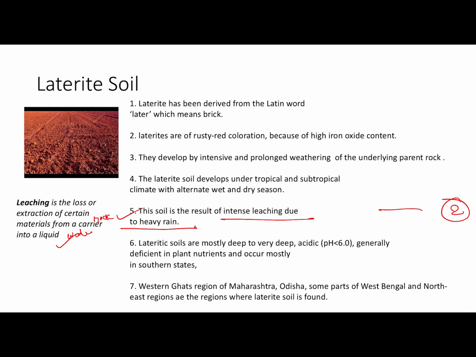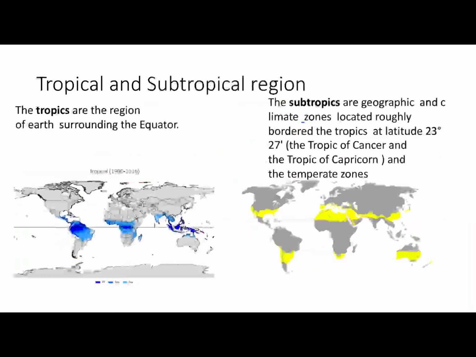Now laterite soils are very acidic. Very acidic means pH is less than 6. So are these soils bad for cultivation? No. If you add certain nutrients to the soil, these soils are good for cultivation. These soils are found in tropical region and subtropical region.